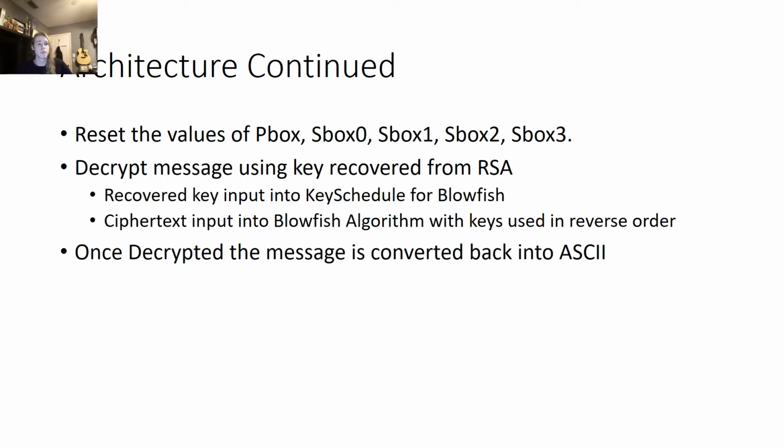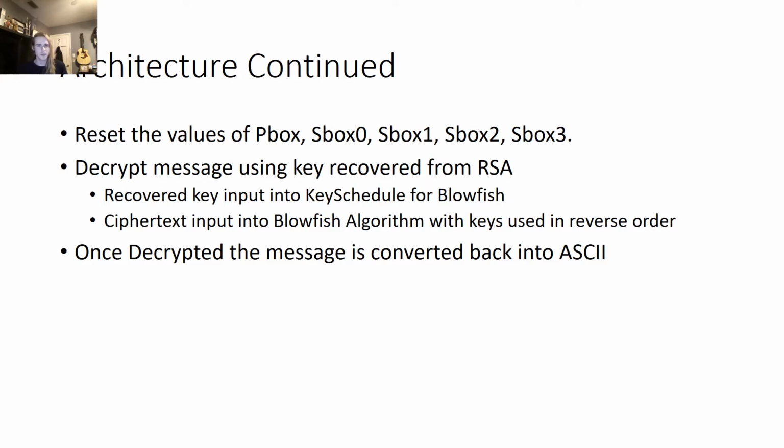Our architecture also will reset the values of pbox, our S boxes, and this is just to prove that the number that we retrieve from RSA will actually generate what we want. Decrypting the message, we will recover the key input from the key schedule for Blowfish and our ciphertext input into the Blowfish algorithm with keys in reverse order. So that is our decryption process.